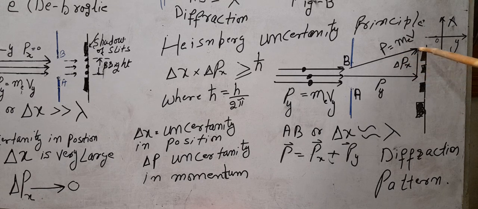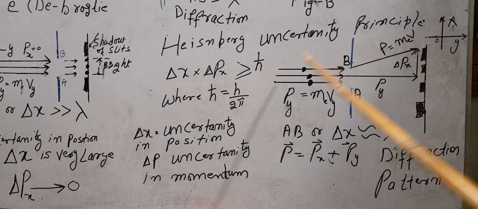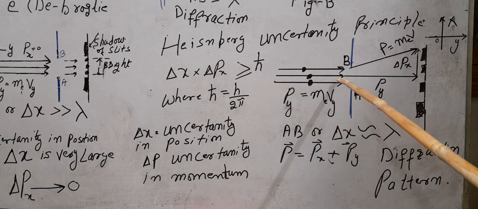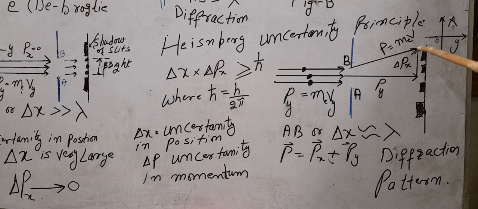This component of the momentum along the x-axis is actually the uncertainty in the momentum that has occurred. This delta px is actually the error in finding the exact momentum of the electron, because the actual momentum of the electron is along the y-axis. Because we know that the momentum is a vector quantity, therefore these two components will add, and we will get the resultant momentum.